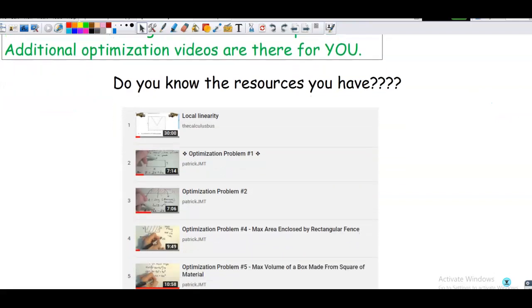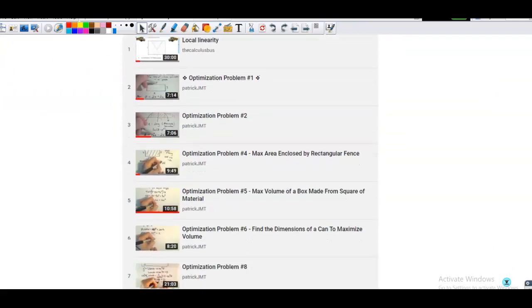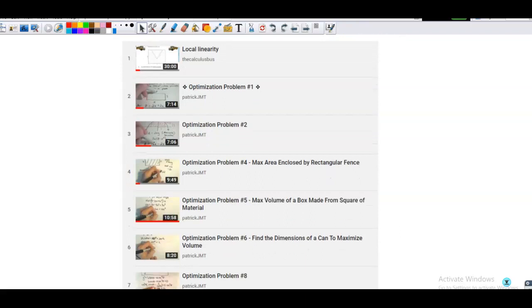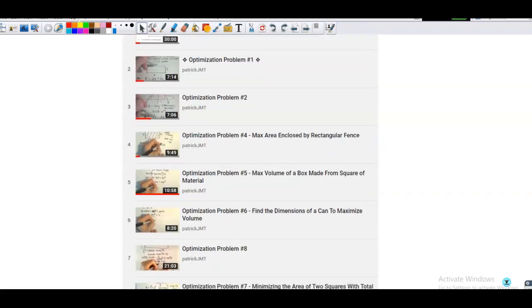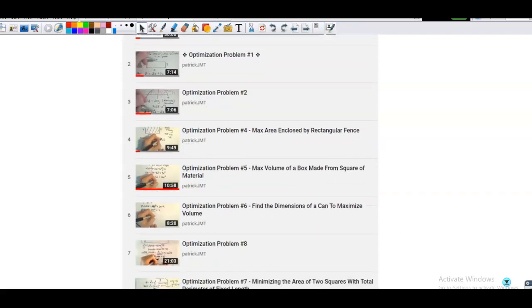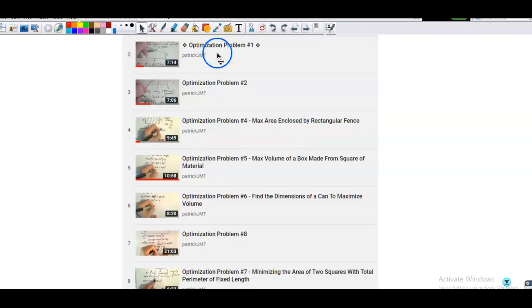Solutions are posted, and if you look on the YouTube page, not only do I have my 2 videos of optimization, I have additional Patrick JMT videos where he works out specific types of problems like a rectangle inscribed, maximizing the area of a fence, a box with cutout corners, maximizing a can, surface area of a can. So take a look at those. They might be beneficial for you.